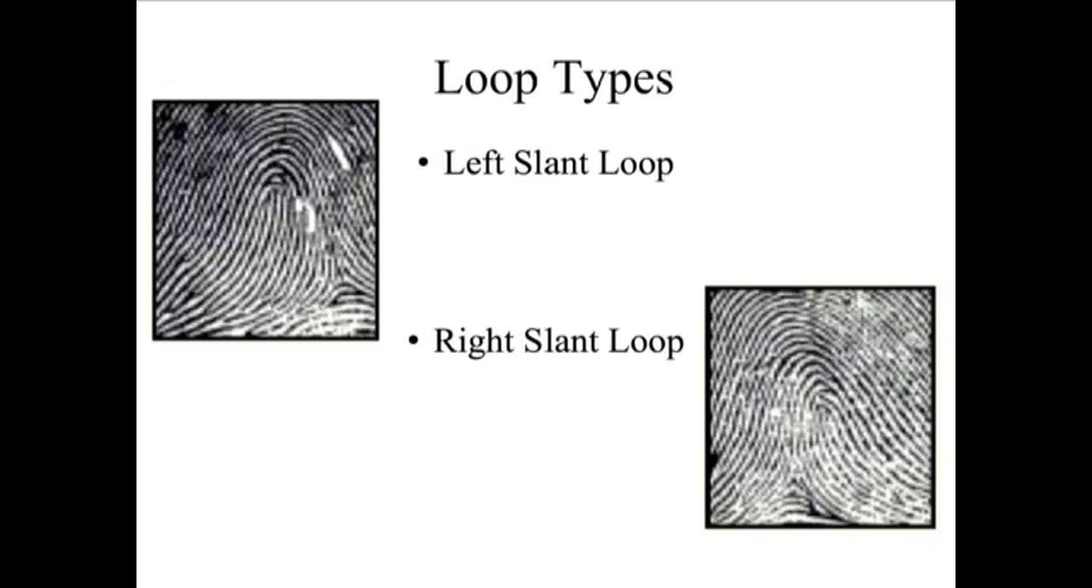Now, sometimes you don't know, in which case we just refer to it as a left slant or a right slant loop. Relatively self-explanatory. The top one here comes in this way and up and out, so that is a left slant, and then this one is a right slant. Again, if you can identify the core and the delta in each one, you have the core top left here, and then the delta is right there. And on the bottom one, there's a core right around here, and then you see one more delta there.